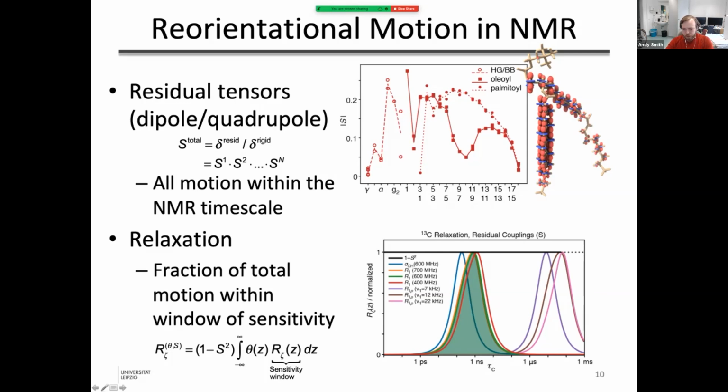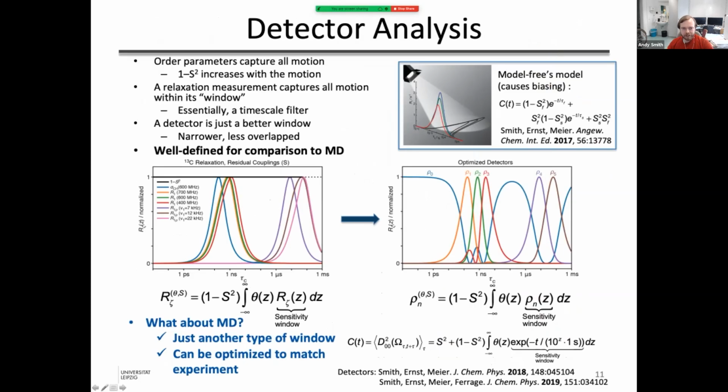So if a relaxation experiment is just a window into the total motion, kind of a way of filtering with time scale, then what a detector is, it's just a better window. So in this case, we take 7 relaxation experiments. We also measure the dipolar couplings to get the order parameter. So we have a total of 8 experiments. And we recombine these experiments to make better windows.